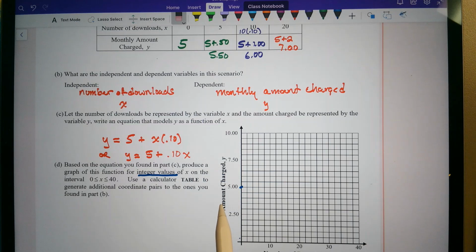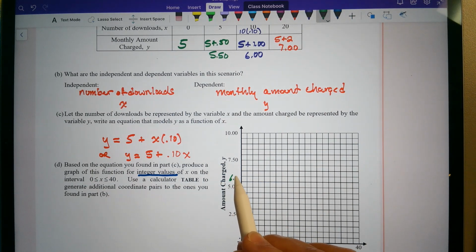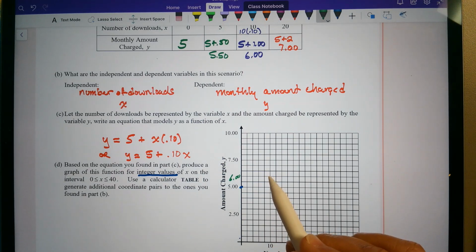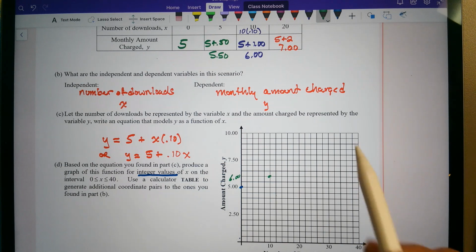So next I'm looking at, I want to plot the point 10, $6. So $5.50, $6 would be here. So 10 downloads, $6. 20 downloads, $7.